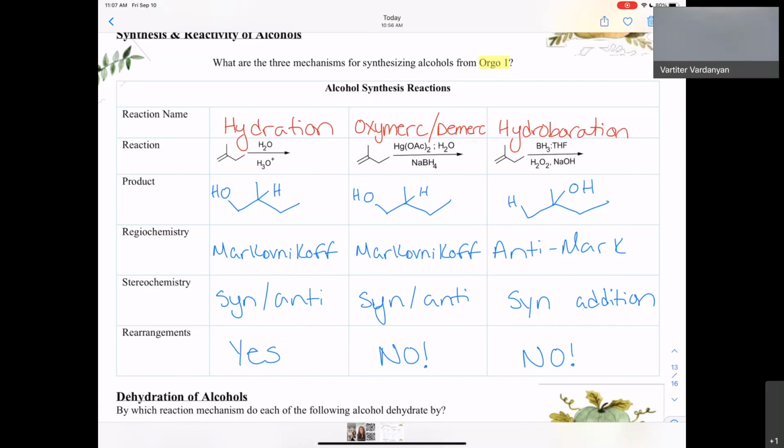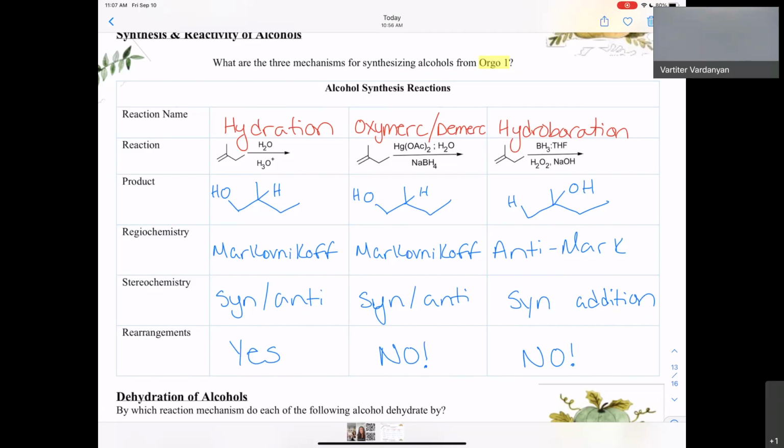This stuff is in the chapter 11 SI sheet. It's on page 3. I just really don't want to remake the chart. Syn and anti, you really don't even need to know what that means.